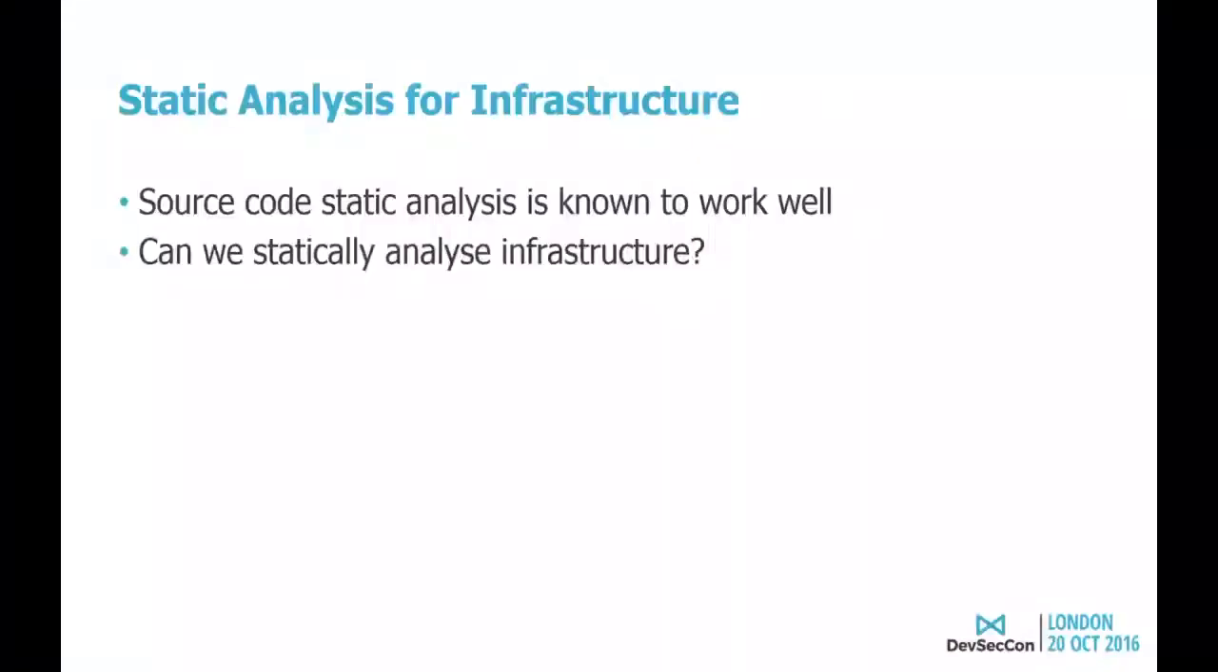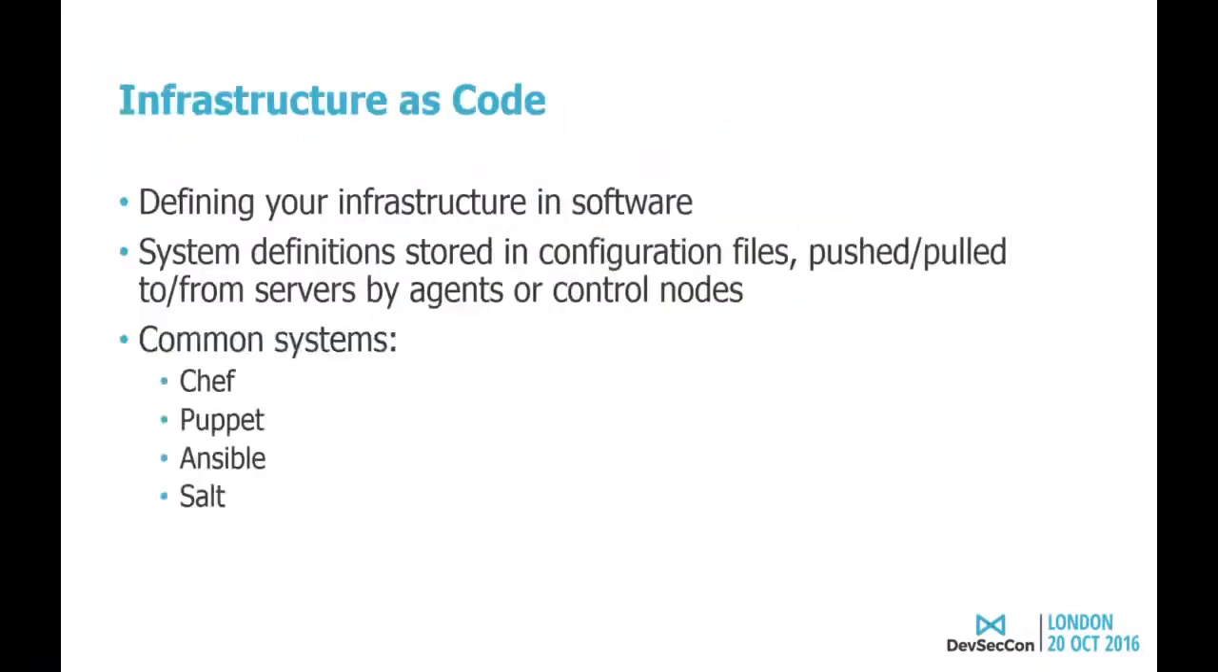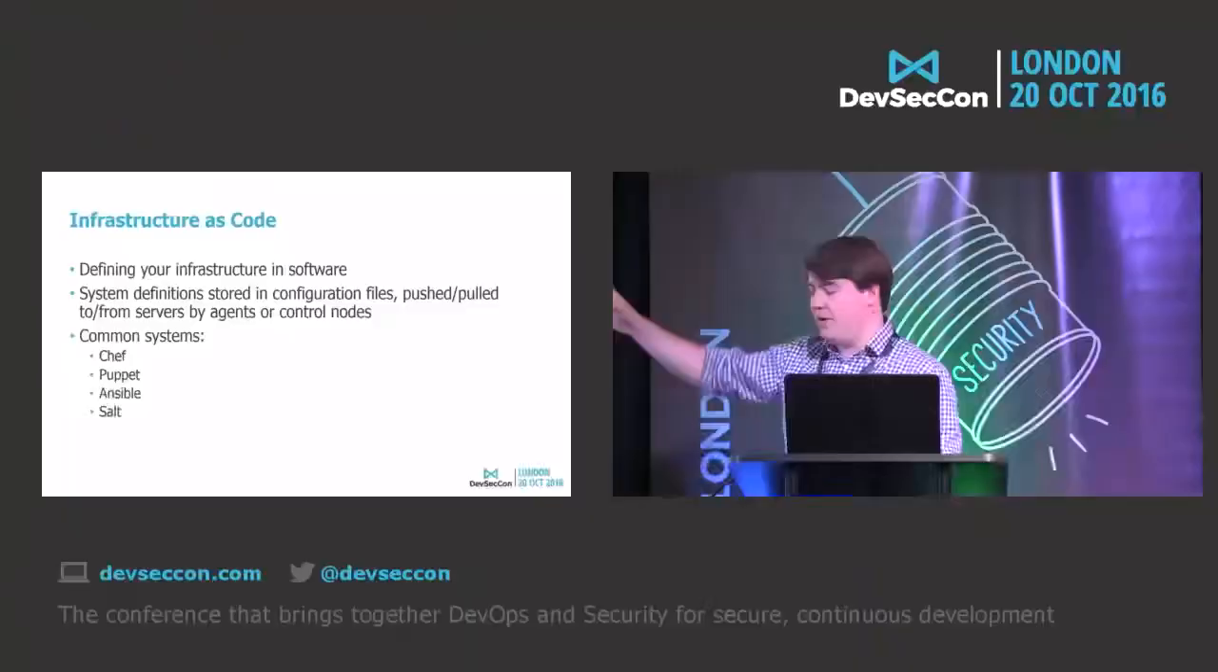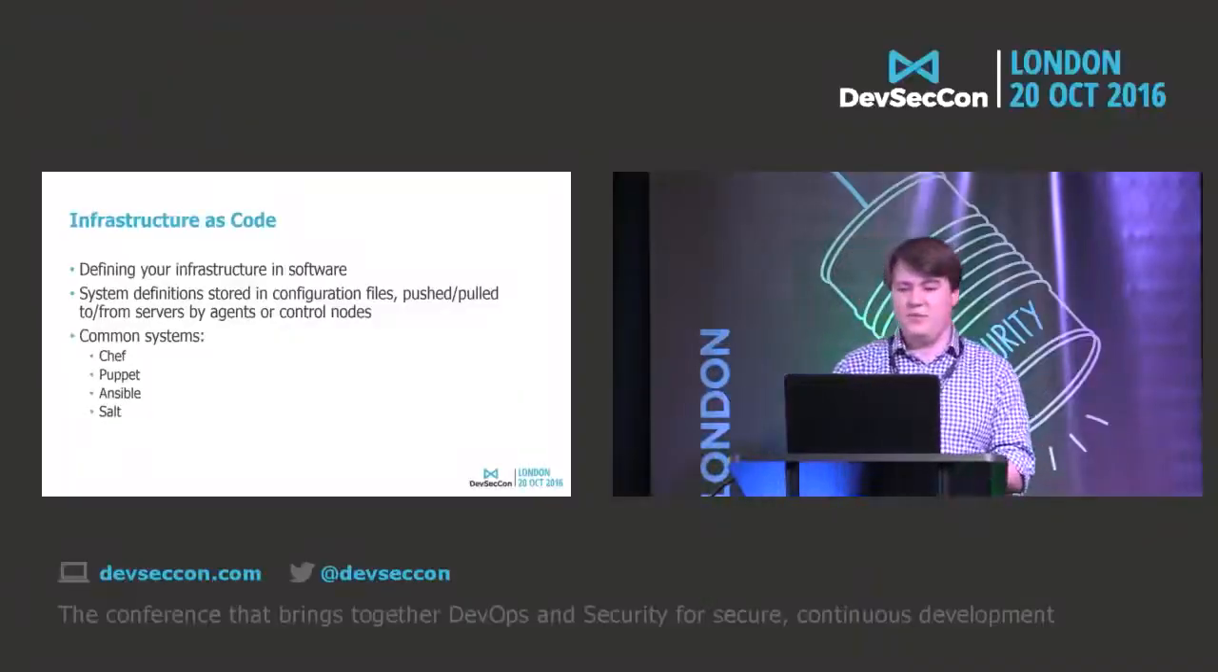So, we use it for code, we know about that. Can we also use it to analyze infrastructure? A lot of the modern systems for doing infrastructure as code are essentially just more software in some fashion or other. It's more source code. I'm sure a lot of you are familiar with infrastructure as code as a concept, but just for those who aren't, we're looking at systems definitions stored in configuration files of one form or another, being pushed and pulled by agents or servers, and some of the names down there will no doubt be familiar to quite a few people here.